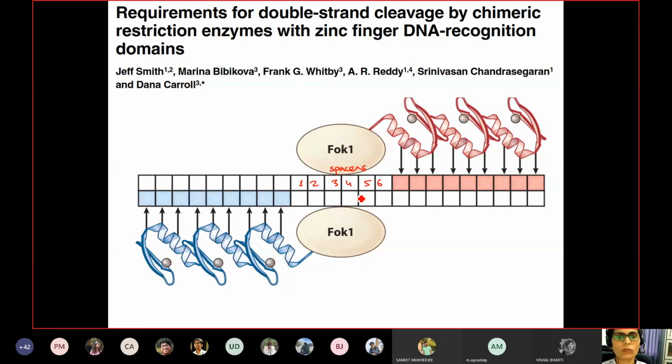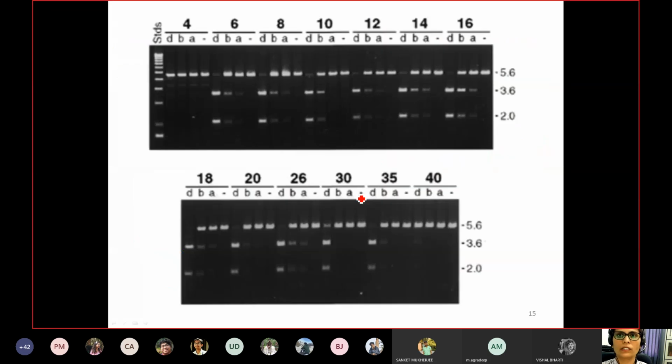Before this they did a lot of experiments where they wanted to find out what orientation is best, and what number of spaces is the best. And I will give you just a preview, an example of how many experiments they would have done. So this is one example where they see what is the lower limit of spacer. So this is 4 base pair. And what is the higher limit of your spacer? So this is 40 base pair.